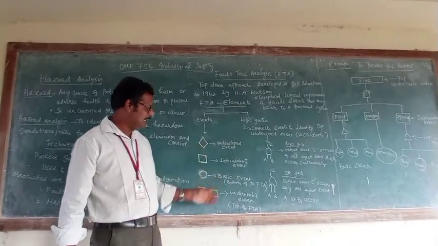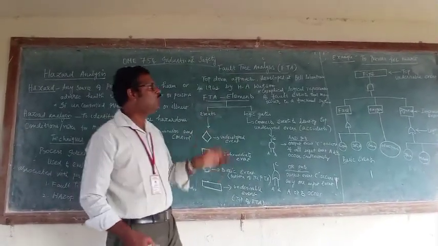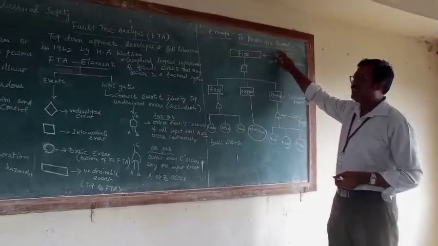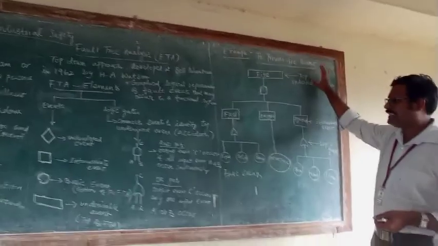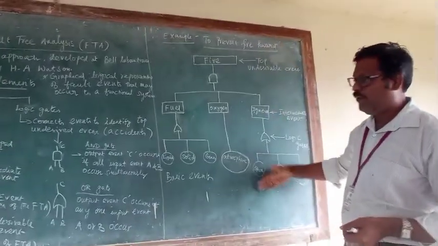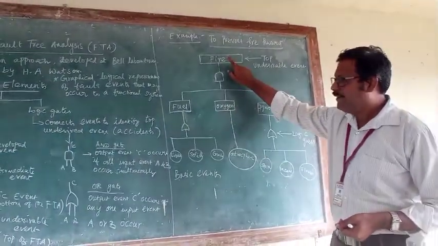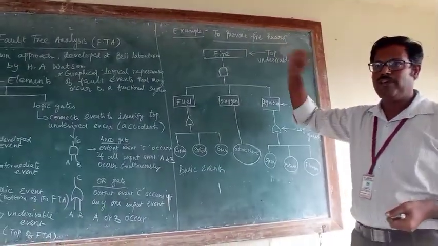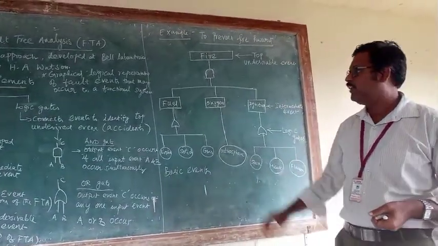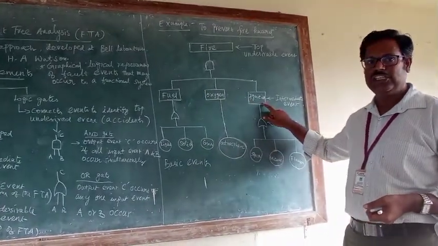Okay. So we will explain this fault tree analysis with a small example: how to prevent a fire hazard. This is a simple example of how, by using fault tree analysis, we are going to prevent the fire. For having a fire, three components are mainly required. One is the fuel, second is the oxygen, and third is the ignition.